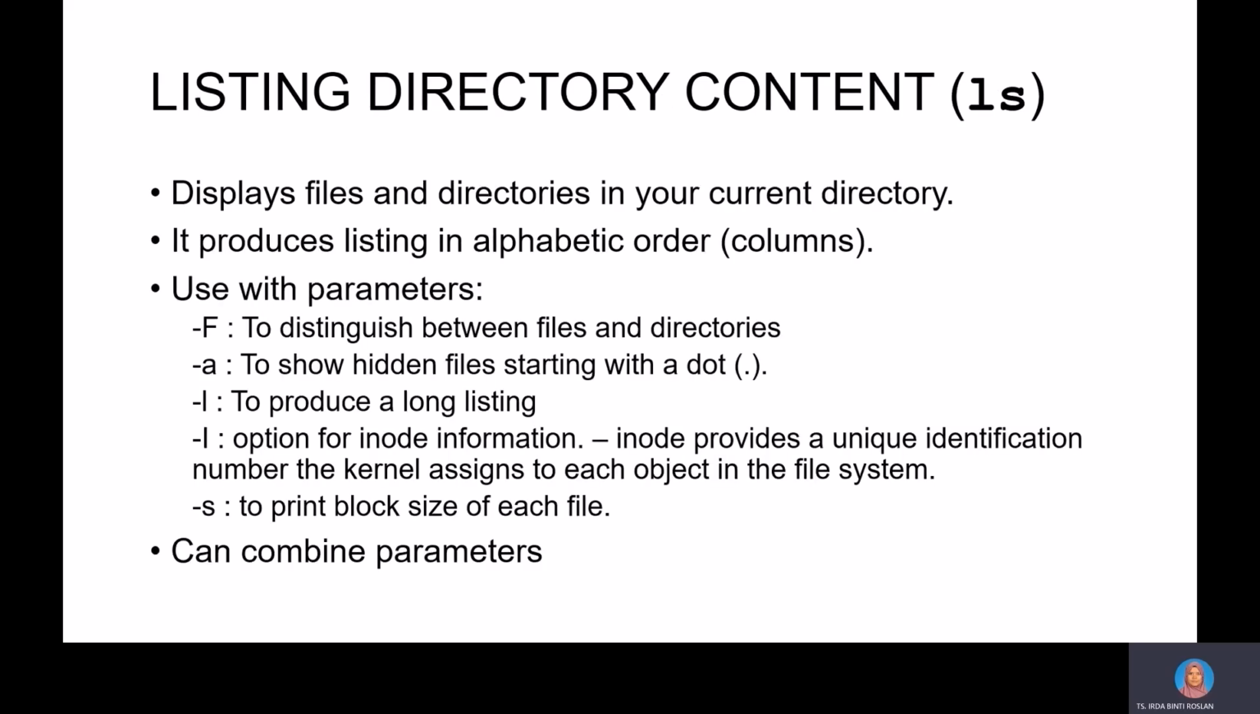So next, listing directory content. Use ls. It is used to display files and directories in your current directory. It produces listing in alphabetic order by columns, and you can use ls with parameters such as -f to distinguish between files and directories, -a to show hidden files starting with a dot, and -l to produce a long listing.